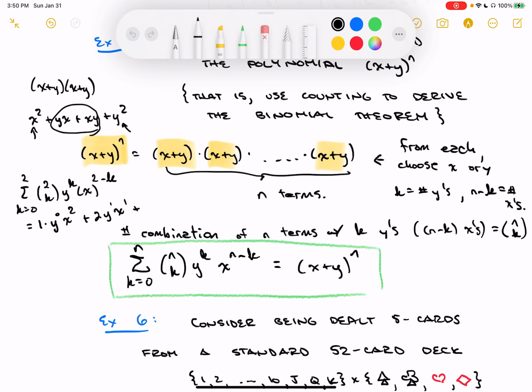The very last term in there, when I get to k equaling 2, is 2 choose 2. 2 choose 2 also gives me a value of 1. I'm going to have y squared, and I'm going to have x to the 2 minus 2, which is 0. Y to the 0 is just a 1, x to the 0 is just a 1, and I end up with x squared plus 2xy plus y squared, exactly what I had seen before.